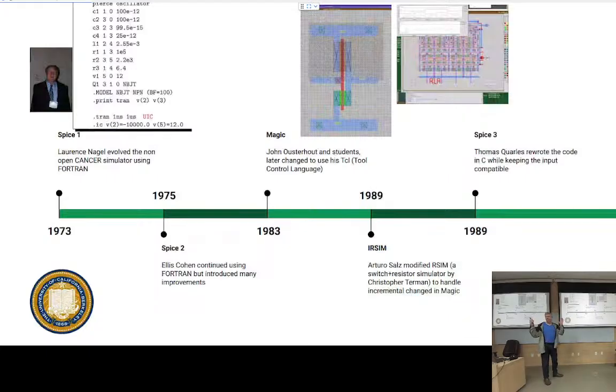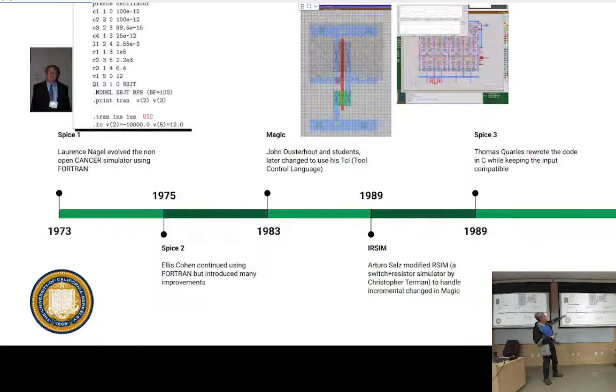It had a weird acronym, but it was limited. It had been paid for by the military, and so it was limited. It wasn't open to the public. So this Lawrence Nagel made an improved version of it using the Fortran programming language.